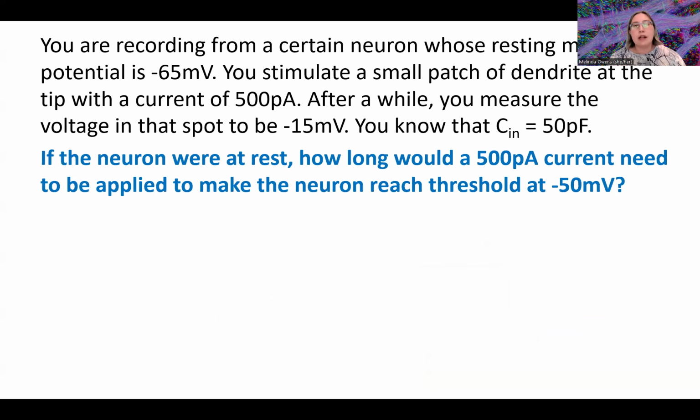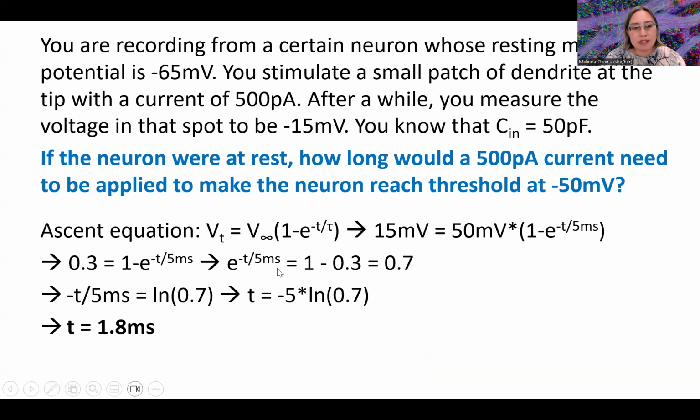Okay, so putting it together, what's the answer to the question? What do you think? All right, so here it all is. Here's the equation. We're going to plug in everything that we just calculated. Then we're going to do some math, move stuff around, do some division. We're going to do some logs here, and we get t is 1.8 milliseconds. And so that is how long this current would need to be applied to make the neuron reach threshold.